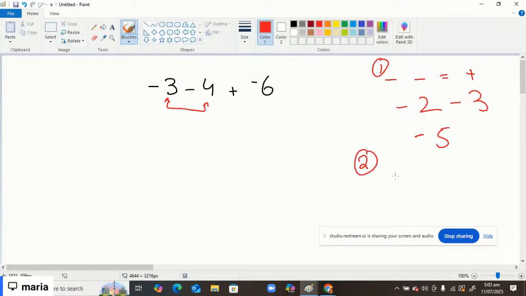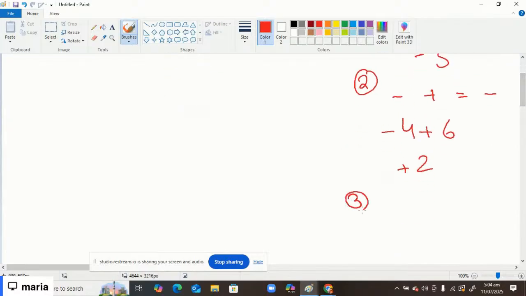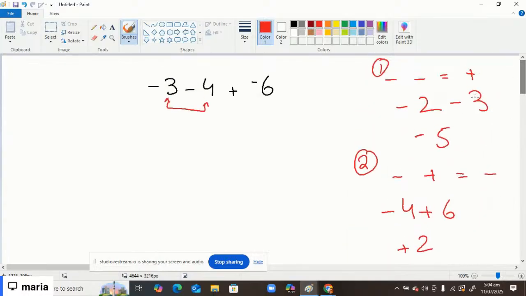Now the second rule: if there is one minus and one plus, it should be subtracted, and you put the sign of the greater number, the same method. Let's suppose minus 4 plus 6, so we subtract and get 2. The greater number has the plus sign, so you put plus 2. This is the rule. And if there are two pluses, we add. This is the way we do it.